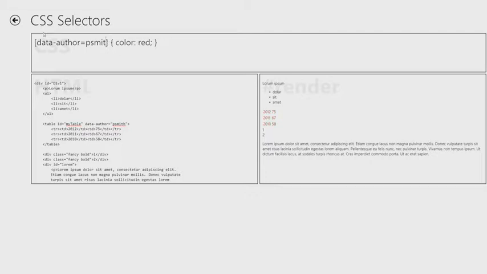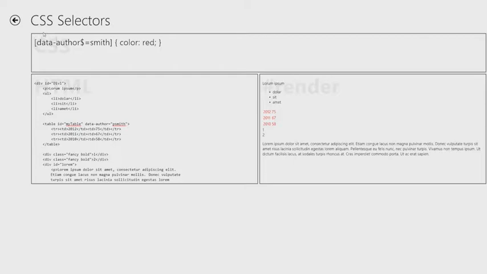Now notice the table doesn't work if I don't explicitly say P. Smith and get it exactly right. But if I say any table that was authored by Smith, I could use the dollar sign and an equal sign to mean it's terminated by or ends with. This is the equivalent of ends with. So any table, actually in this case any element, that has a data author attribute that ends with Smith is going to be colored red now. That's powerful stuff. It is.